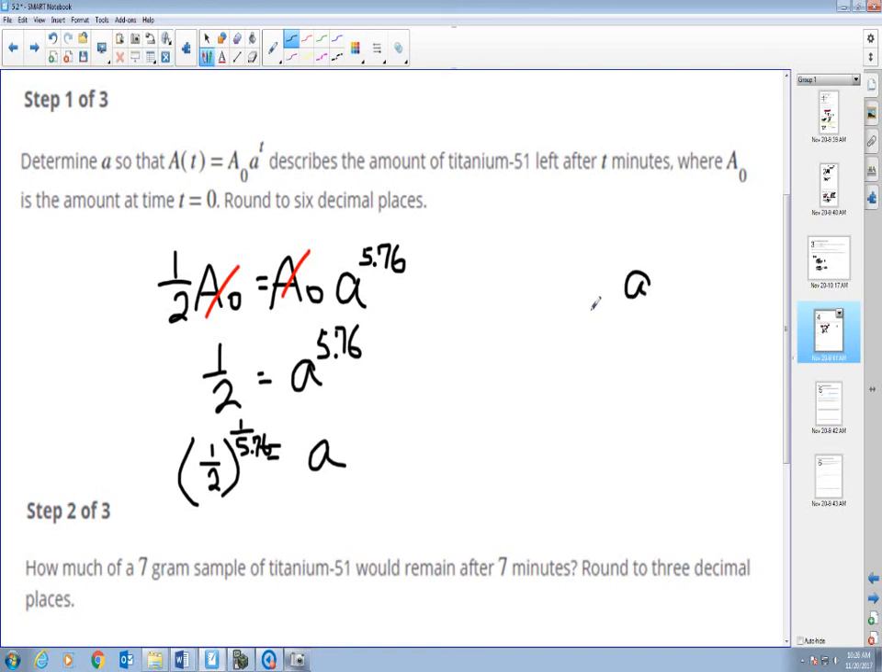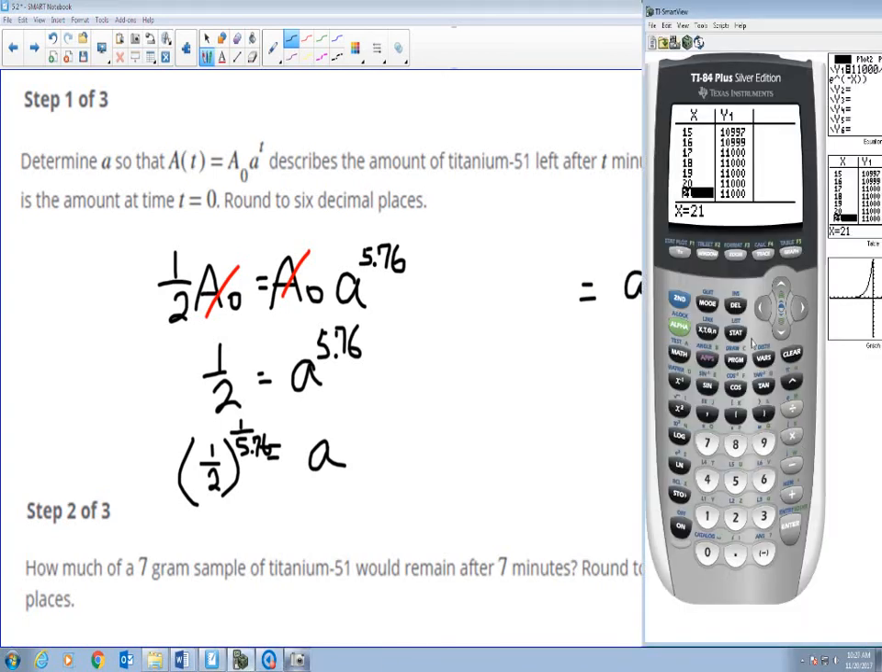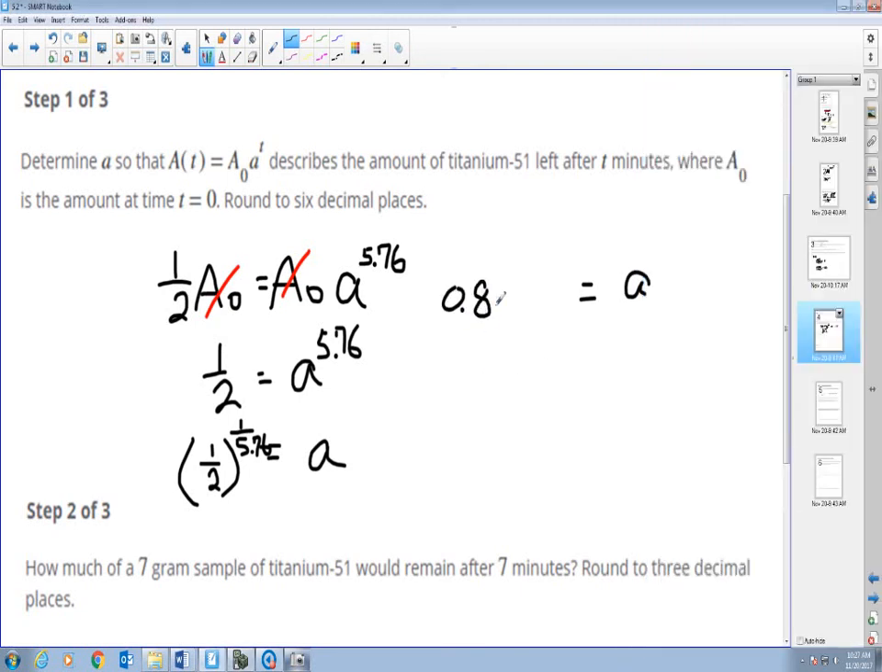So let's see what my A turned out to be. Parenthesis one half, raised to parenthesis 1 divided by 5.76. To 6 decimal places, 0.886621. So that's my growth rate, 0 point something, to a power.